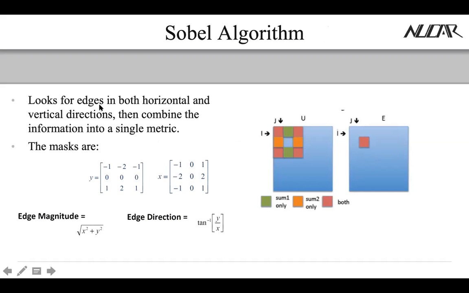So basically the idea is to look for edges in both horizontal and vertical directions, and then you try to combine them into a single metric. So these two matrices are the X and Y. These are like masks that you apply on each pixel, and then you calculate. Once you have this X and Y, you get a value, and then you calculate the magnitude, which is the square root of X squared plus Y squared, and then the edge direction, which is tan inverse of Y over X. So that's part of the algorithm. That's how they designed it.